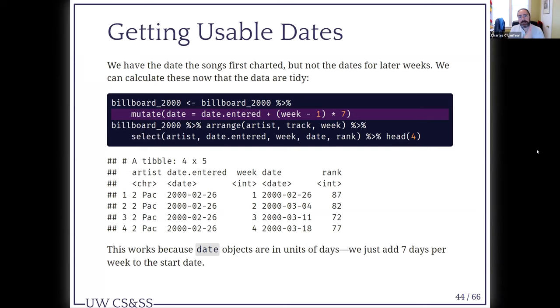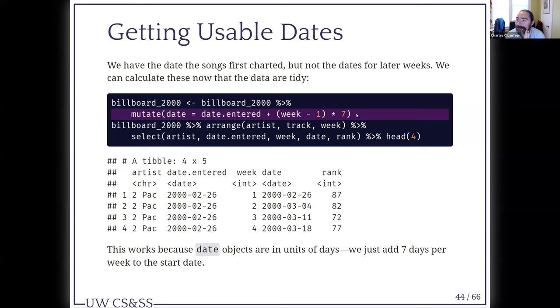Okay, so next, let's get some usable dates. Like I said before, we have the date the song first charted, but the actual numeric weeks are not calendar weeks. They're a weird week counting after the week that it entered. But we can easily convert that information to calendar weeks. So what we're going to do is take the Billboard 2000 data, and then I'm going to mutate a new date column. This is going to be equal to the date the song entered the Billboard Hot 100 plus week minus one times seven.